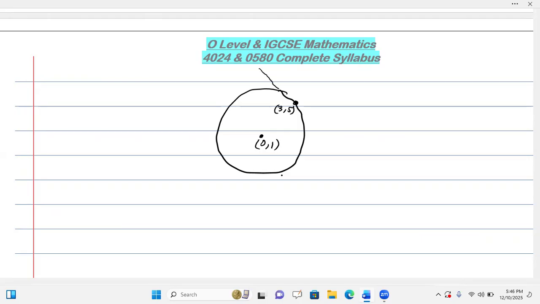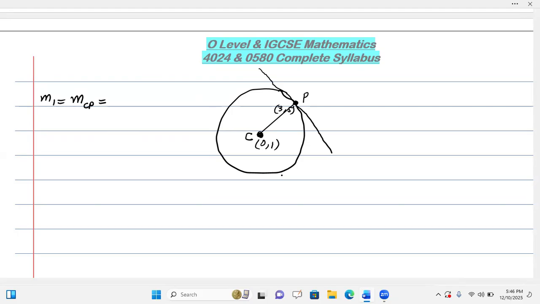The tangent is a line which is touching the circle at this point, and we have to calculate its line equation. As we know, a radius is perpendicular to the tangent. If that is perpendicular, then to calculate this tangent through 3 comma 5, I will use the gradient of the radius. So let's go with the gradient of the line from center C to point P first. That will be just like m1.